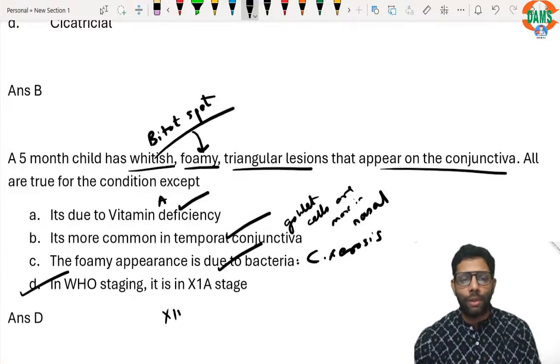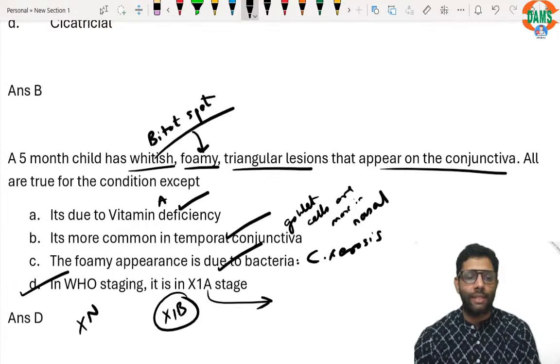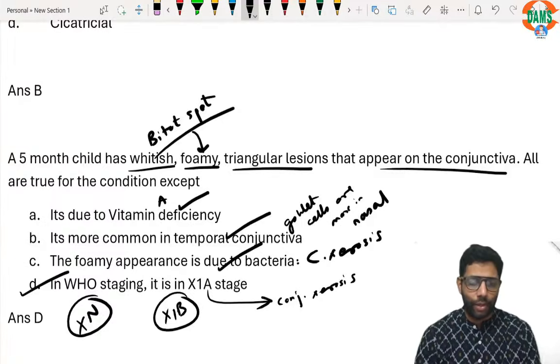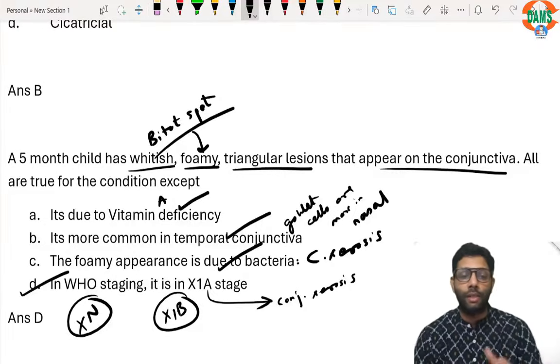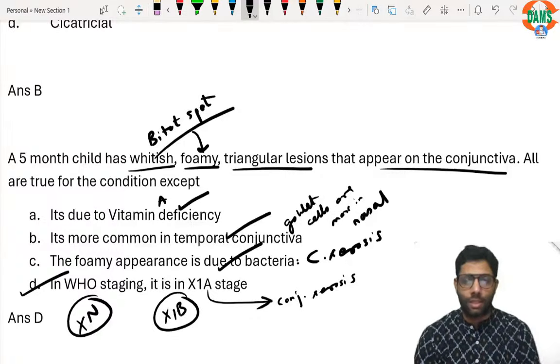Because it comes in the X1B stage. Who can tell me what the X1A stage is? First, XN is night blindness, nyctalopia, an early feature. X1A is conjunctival xerosis, dryness of the conjunctiva. X1B is Bitot spot. X2 is corneal xerosis. X3 is keratomalacia, A and B, less than 1/3 and more than 1/3. S means scarring of the conjunctiva. And F means fundus, retinal changes, because the rods are not functioning due to vitamin A deficiency.